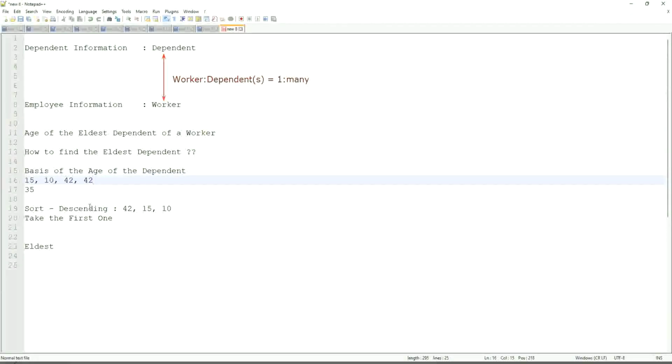Okay. But in this case, let's say even if you have more numbers like 42, 43, 75, 82, and so on. If one worker has so many dependents with these ages, is the logic that we have defined absolutely bulletproof? Only one problem: if there are multiple dependents with the same age. Right, if there are only children as dependents, and there is a twin of the same age. At that point it becomes difficult, but other than that it is more or less foolproof.